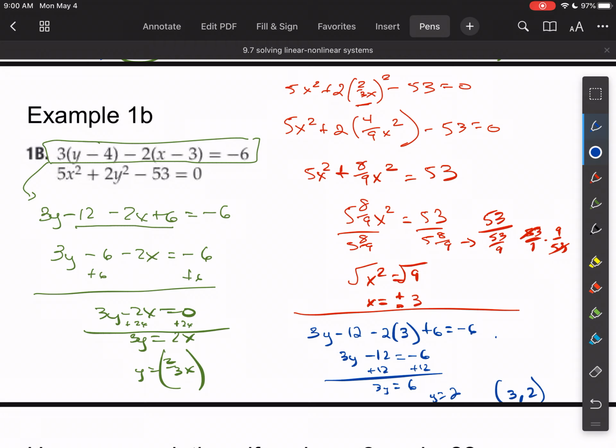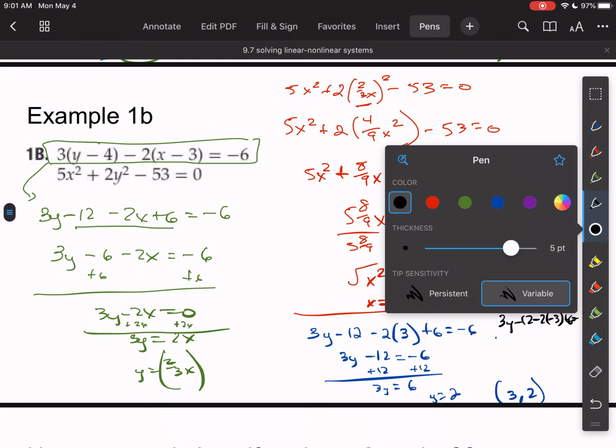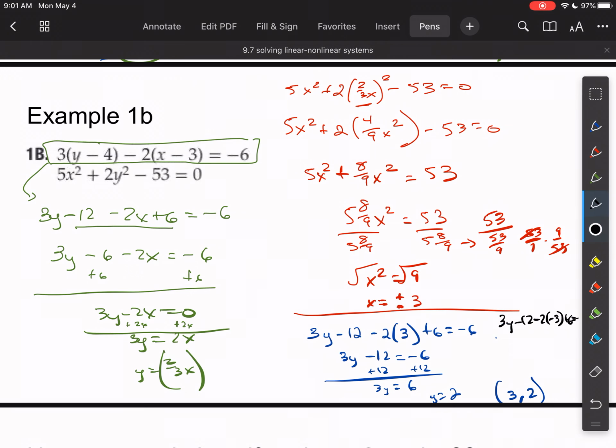Okay, what happens if I plug a negative 3 in? So let's do that here in black. So if I plug a negative 3 in, 3y minus 12 minus 2 times negative 3 plus 6 equals negative 6. And I ran out of room there, so we'll just talk about it, but the negative 6 is over there. Okay, so then 3y is equal to, and now this won't work. Hold on, guys, sorry. There we go. Okay, so now 3y minus 12 minus a negative 6, which would be plus 6, equals negative 6.